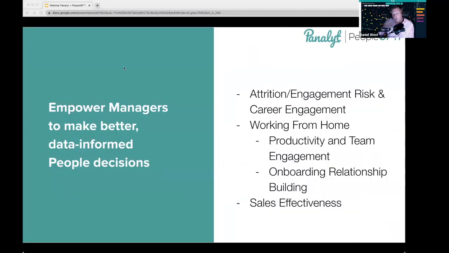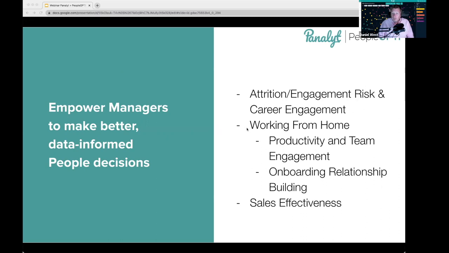So we wanted to show some of the tools within Panalyt that we think really speak to this idea of the push strategy moving into that pull strategy. And so how do you empower managers to make better data-informed decisions? I'm going to very, very briefly show you some screenshots from our attrition engagement risk product and how I believe managers can use that tool.